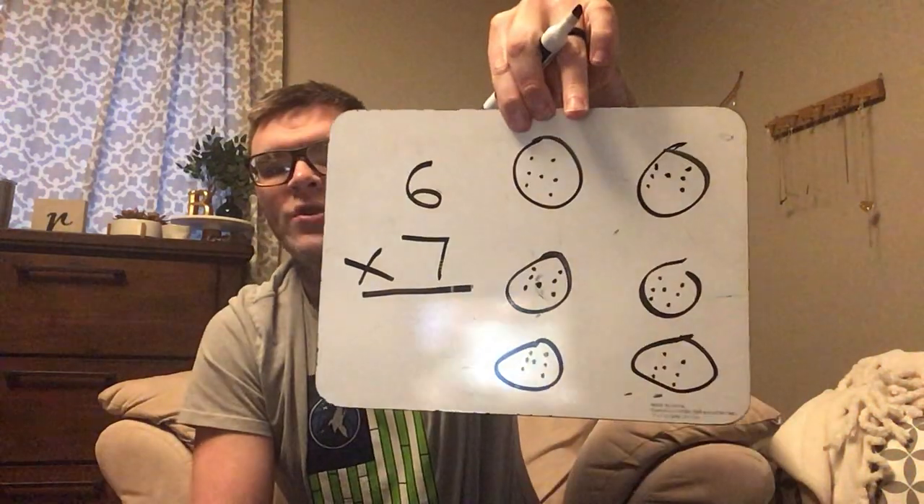So I can go 1, 2, 3, 4, 5, 6, 7, 8, 9, 10, 11, 12, 13, 14, 15, 16, 17, 18, 19, 20, 21, 22, 23, 24, 25, 26, 27, 28, 29, 30, 31, 32, 33, 34, 35, 36, 37, 38, 39, 40, 41, 42. And I get 42 dots there.